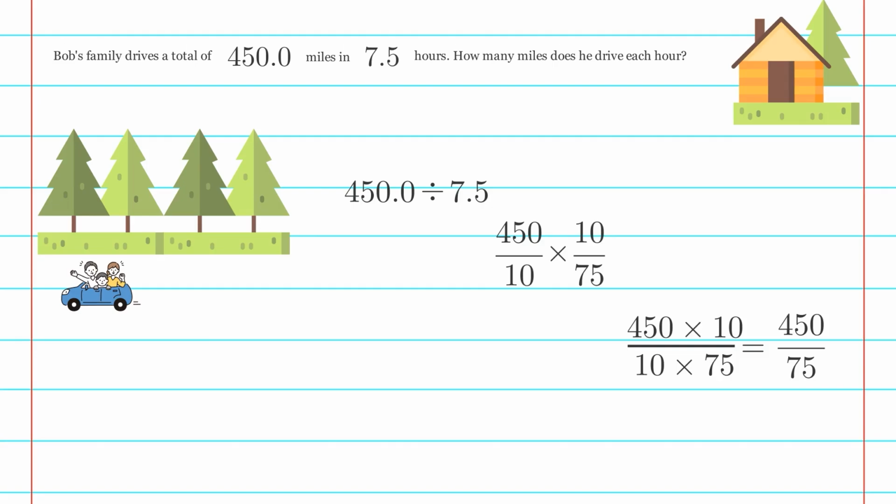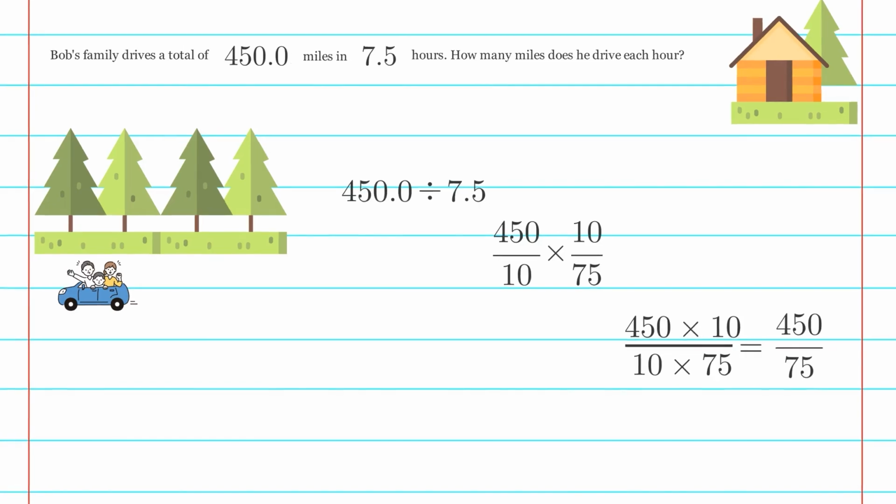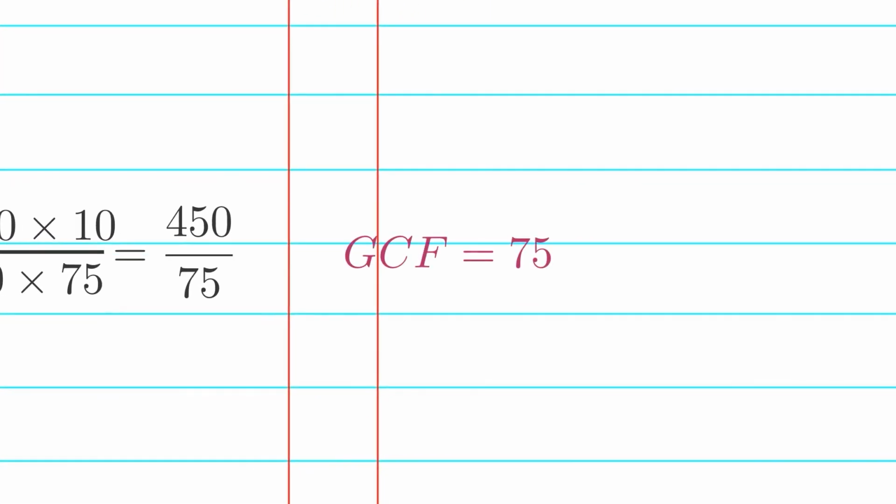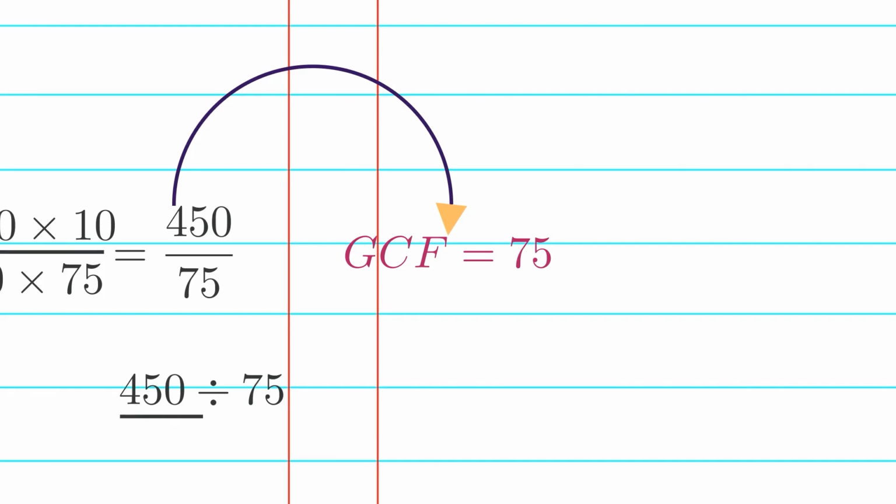As we did in the previous example, we can simplify 450 over 75 by dividing both the numerator and the denominator by their greatest common factor. So the greatest common factor these both numbers share is 75, which means we can divide 450 by 75 and 75 by 75. So after dividing 450 and 75 by their greatest common factor, we have 6 over 1, which is equal to 6.0. So this means Bob drives 6.0 miles per hour.